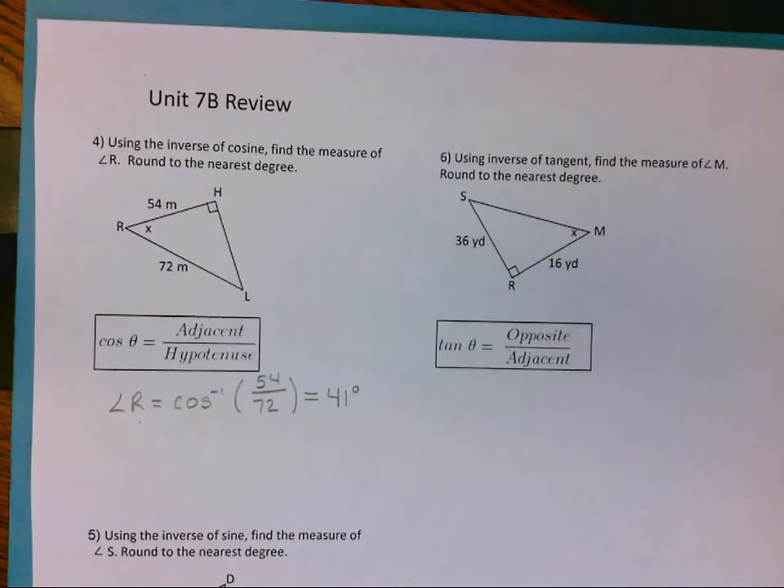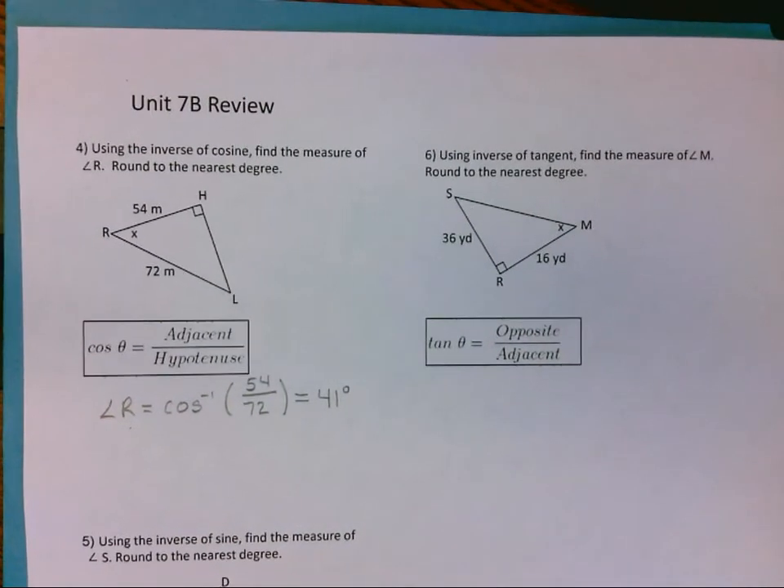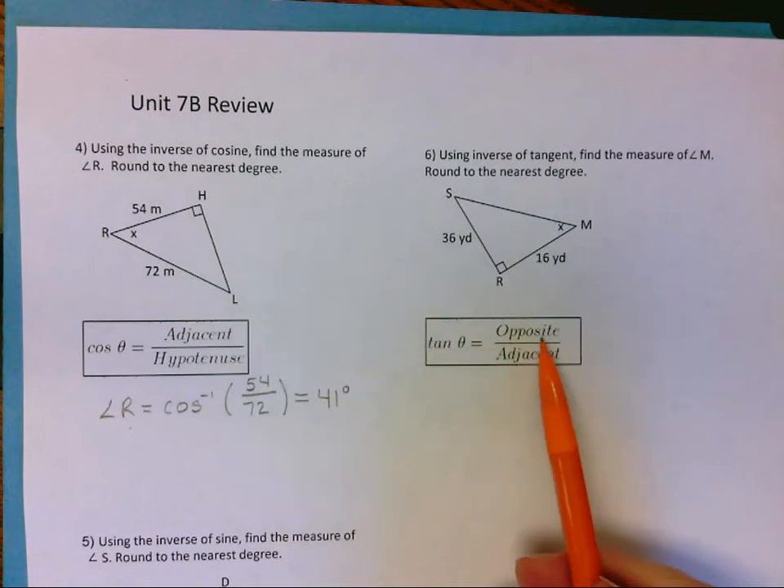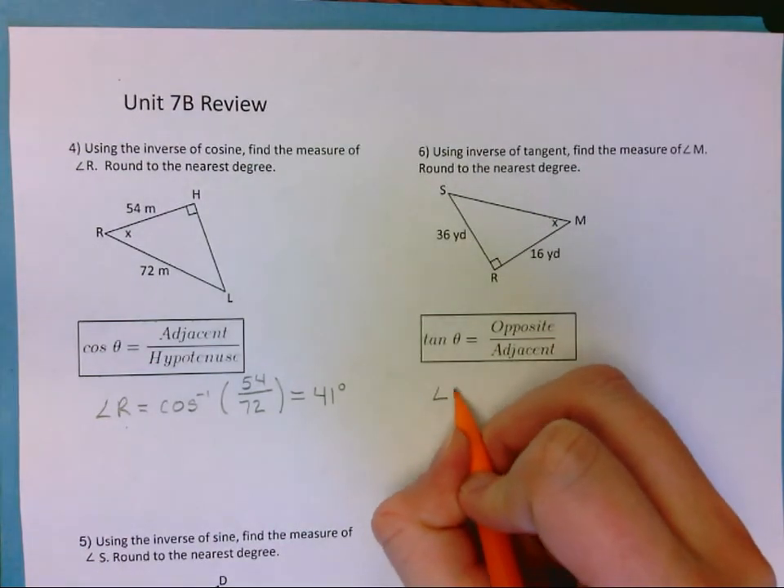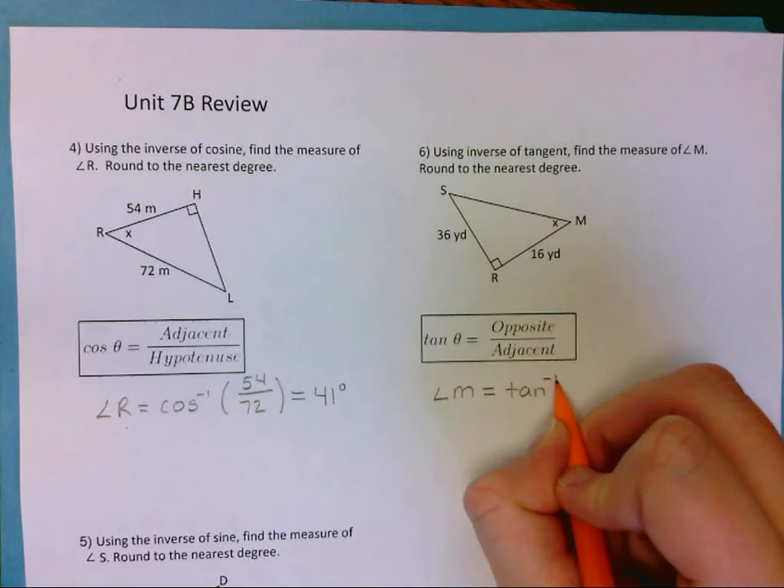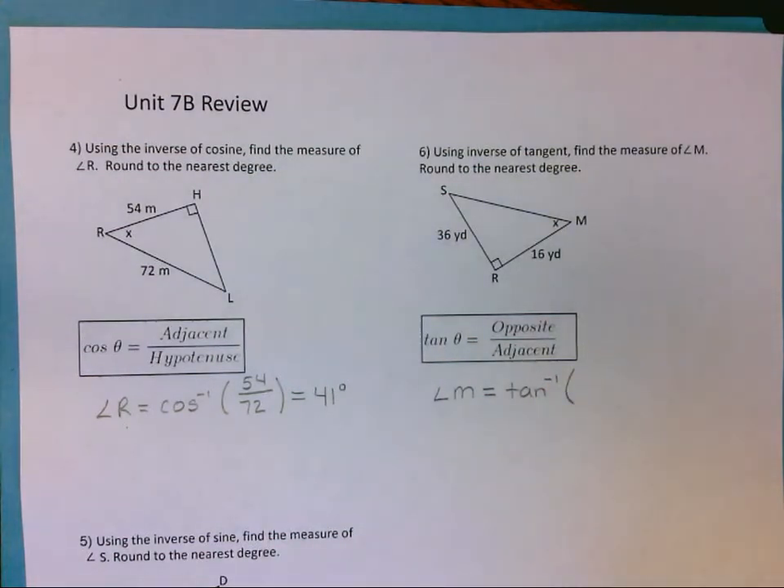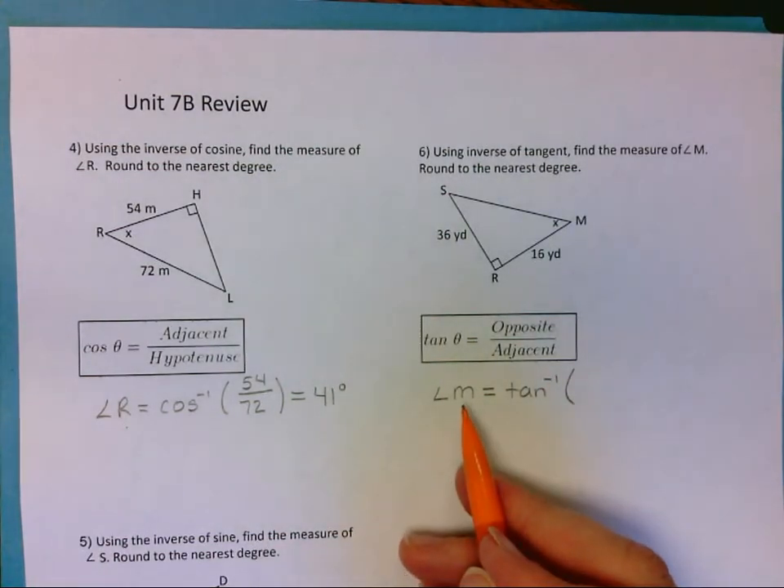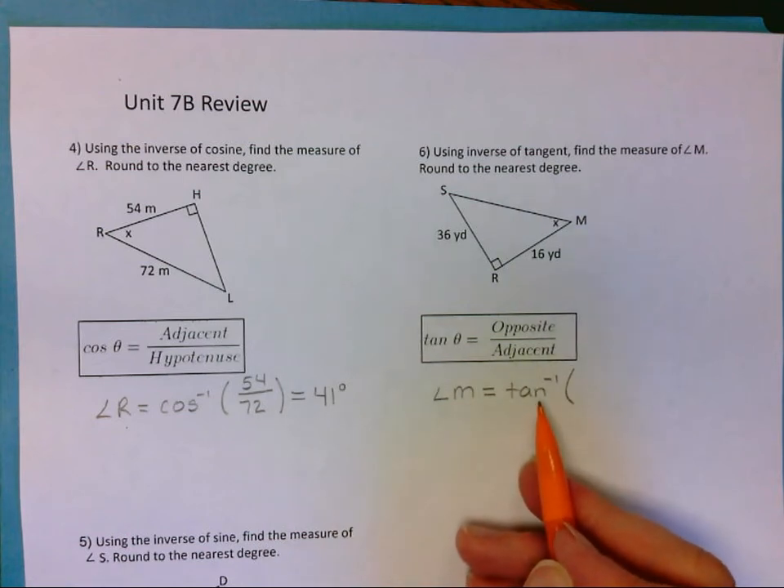Number 6. Using inverse tangent, find the measure of angle M, round to the nearest degree. Tangent is opposite side divided by the adjacent side. So angle M, using inverse tangent, we have to use the inverse of tangent because we don't know the angle measure. This can find the angle measure for us.